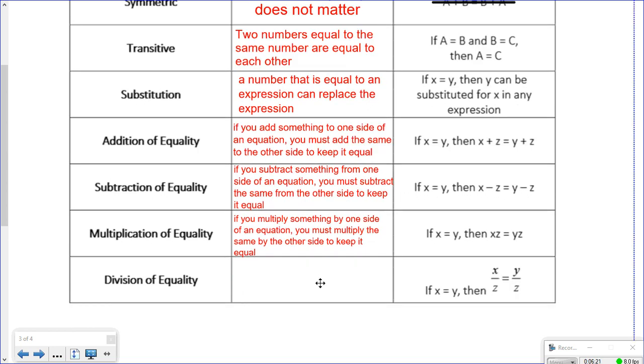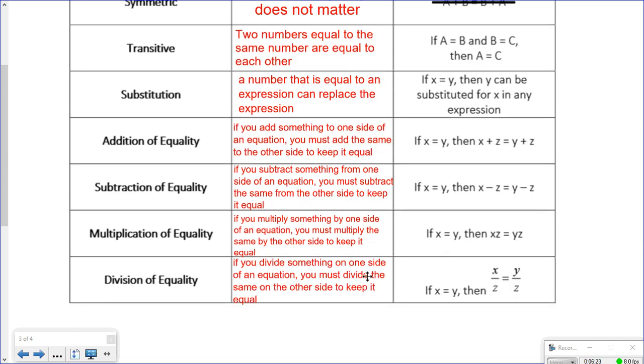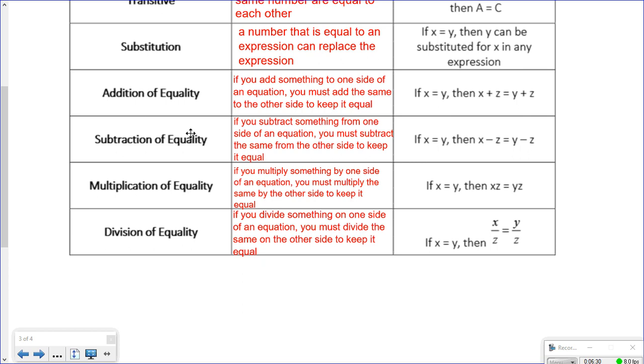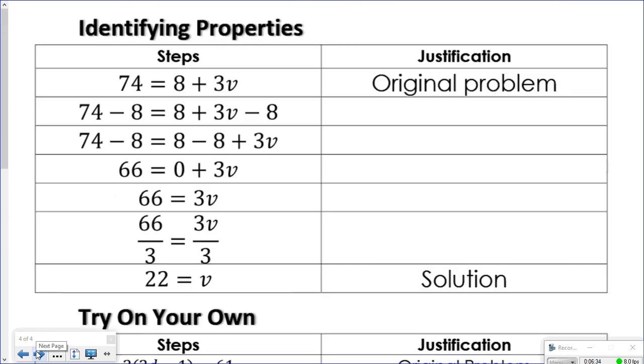And division, you can probably guess. You divide something on one side, you got to do it to the other side to keep it equal. So again, most of these we're already doing, now you just have a name for it. And names are important because we will have to justify our steps.